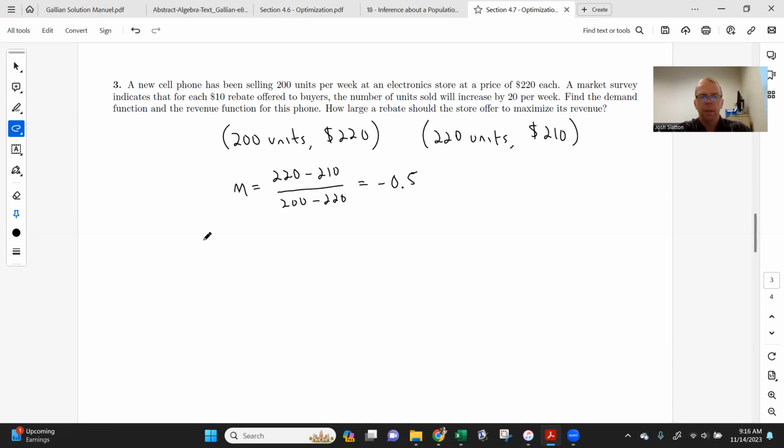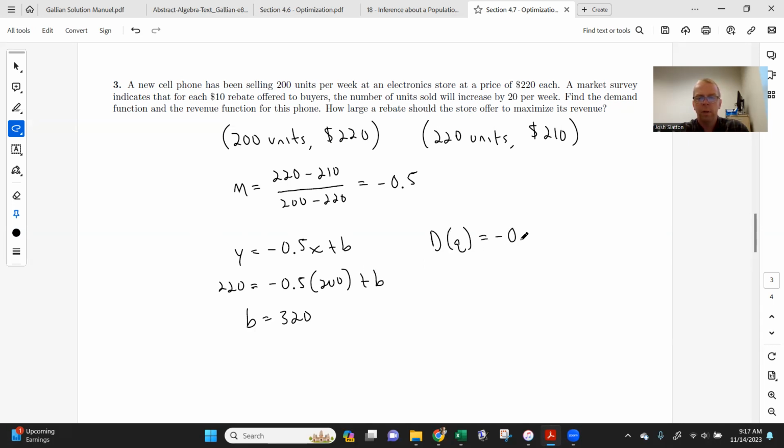All right, now we're going to find the y-intercept for this. So negative 0.5x plus b, plug in either of the points. So 220 equals negative 0.5 times 200 plus b. And so we see that b is 320. And so our demand function, d of q, is negative 0.5q plus 320. So there is our demand function.